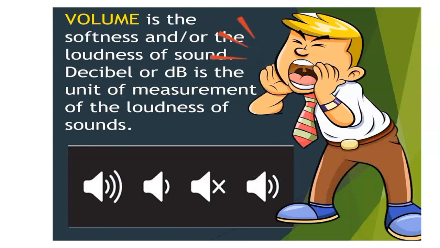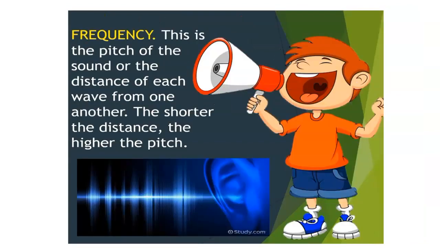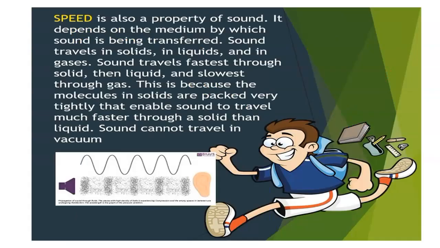Okay, so volume is the softness or the loudness of sound. Decibel or dB is the unit of measurement of the loudness of sound. Frequency is the pitch of sound, or the distance of each wave from one another. The shorter the distance, the higher the pitch.